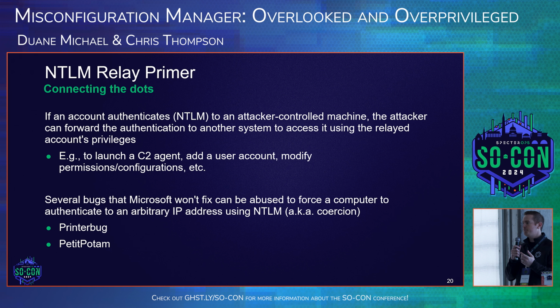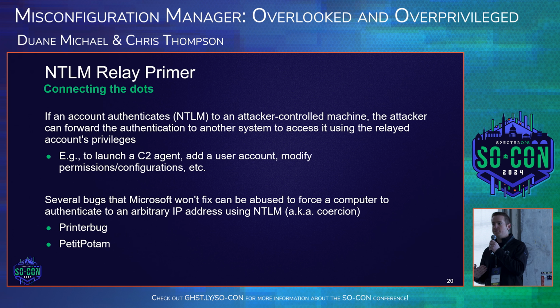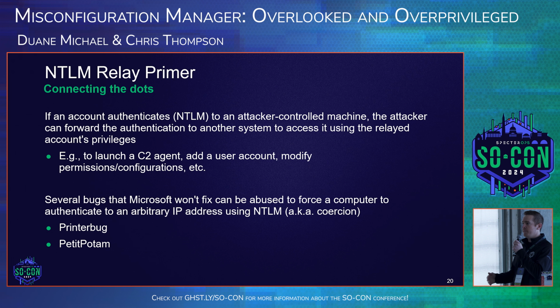But basically, an attacker suitably placed in the network between a client authenticating to a server can intercept NTLM authentication if that authentication is over NTLM, and relay it to another system, an unintended system, with the privileges of the authenticating client. So if we can intercept authentication via NTLM, we can forward it to another machine, and if that account has access to that machine, then we can access that machine on behalf of that user.